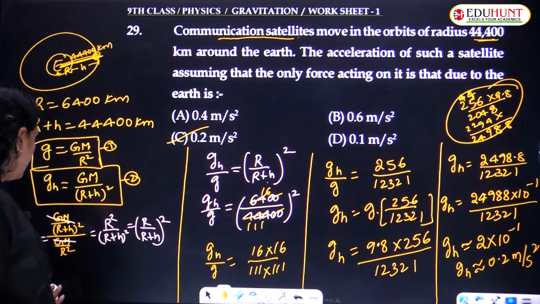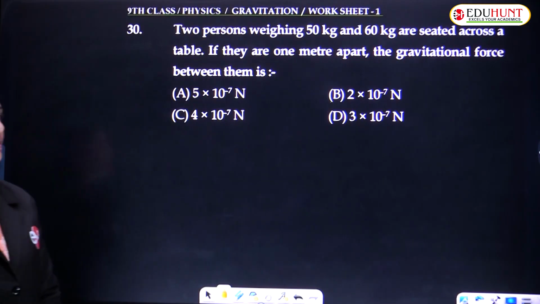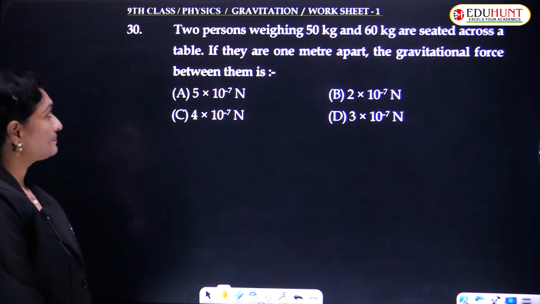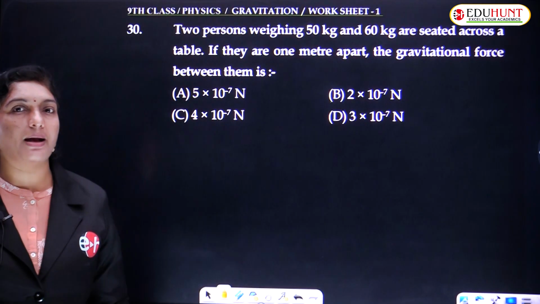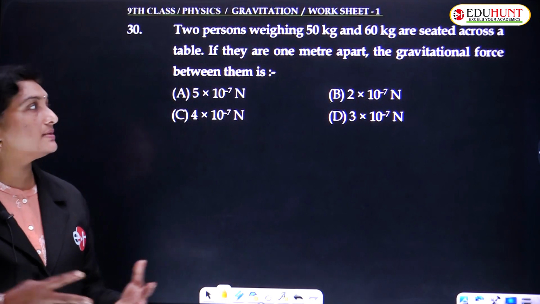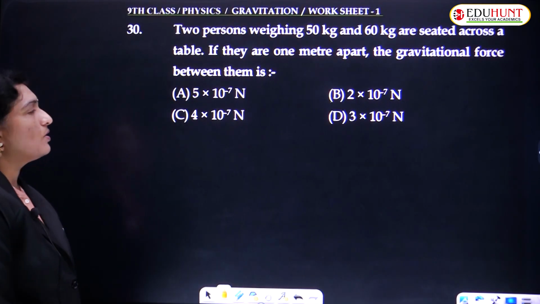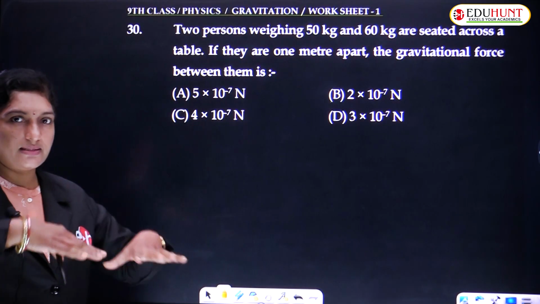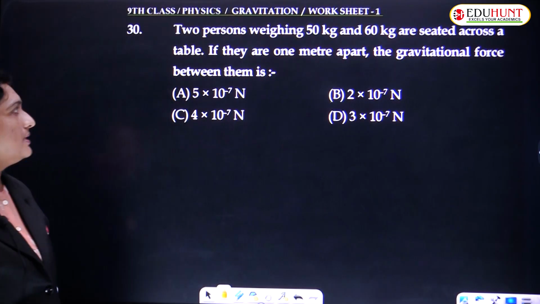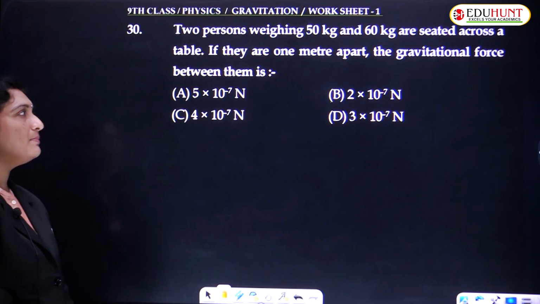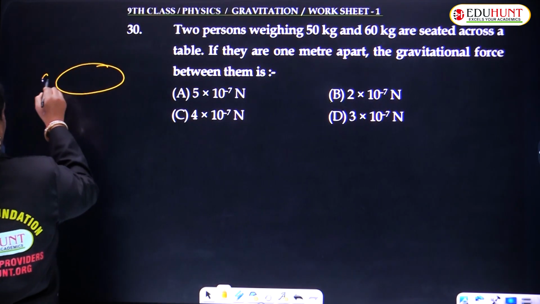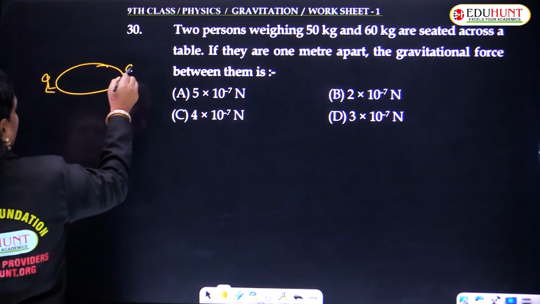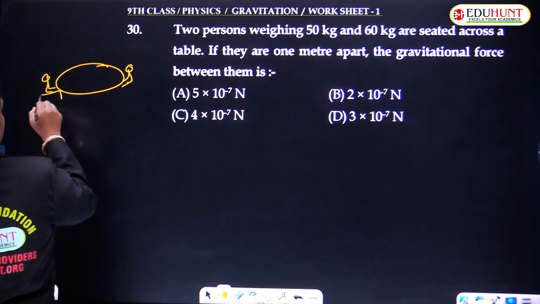Okay. Let us move to the next question, that is question number 30. Two persons weighing 50 kg and 60 kg. So what are the masses given? One is 50 kg, the other is 60 kg, seated across a table. So a table is there and these two persons are sitting across that. If they are 1 meter apart, the gravitational force. So some table is there, one person is sitting here and the other person is sitting here.